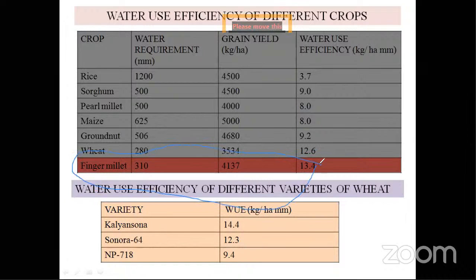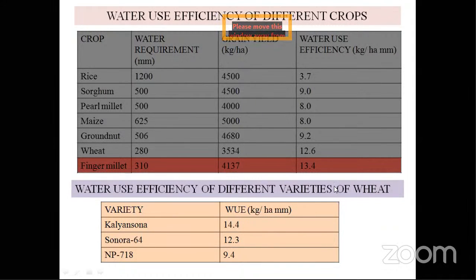Even water use efficiency differs from variety to variety. Among wheat varieties, Kalyan Sona variety has the highest water use efficiency, that is 14.4 kg per hectare mm. And you should remember these units of water use efficiency also. In exam, they may confuse you by giving different kinds of units. Next one is Sonara 64, water use efficiency is 0.3. For NP 718, water use efficiency is 9.4.